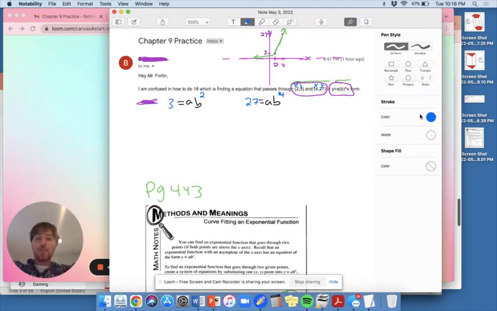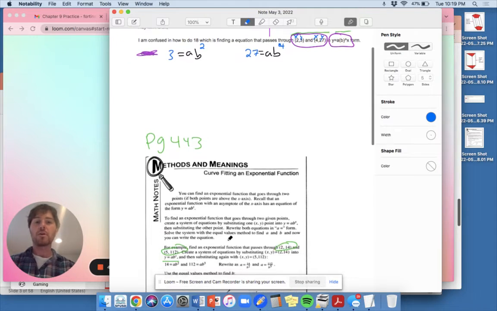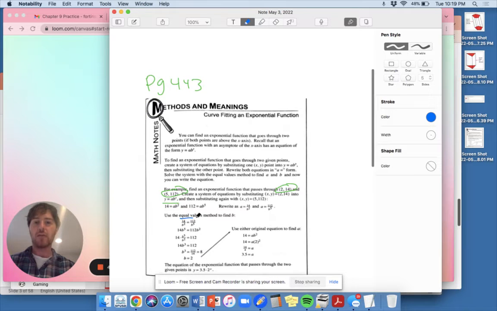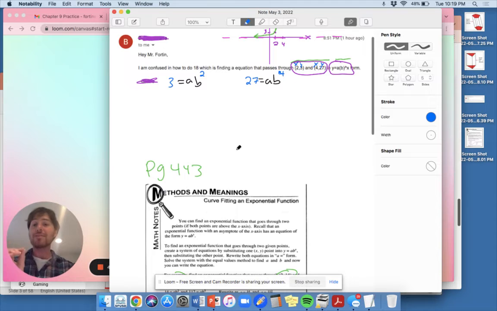This is a systems problem at the end of the day. So you have your systems methods. Remember your 3 system methods? Okay, your 3 system methods are equal values method. That's the way that the book kind of describes it, using equal values method. You can read about it here on page 443. I recommend the substitution method. Equal values method, substitution method, or elimination.